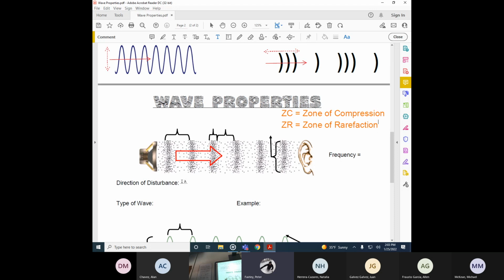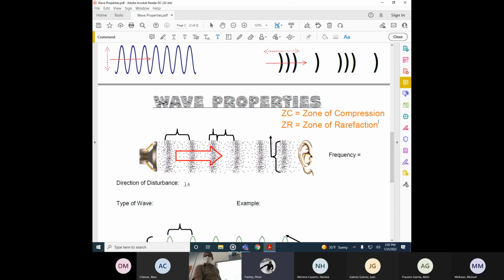Then underneath there, it says type of wave. Now, what do we call that kind of wave that is created by a parallel disturbance? If you need to, scroll up to page 1 to review. And what's an example of this kind of wave? Well, it should be pretty obvious from this diagram. The example is sound.